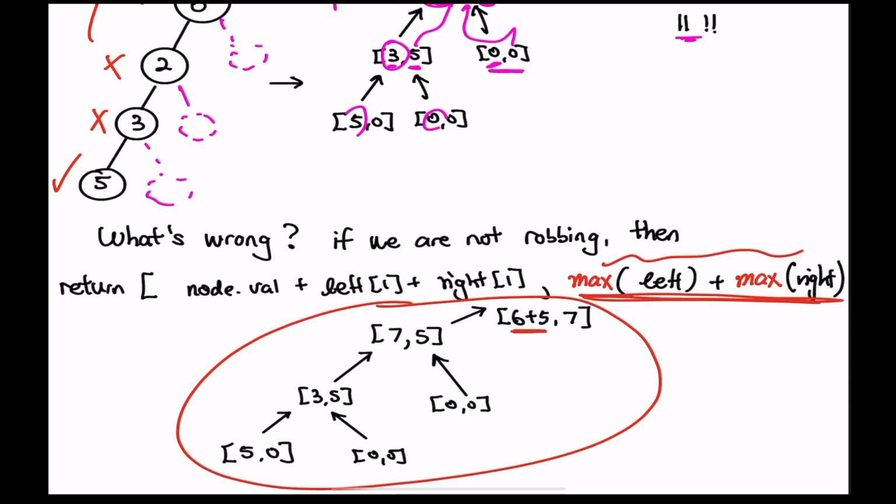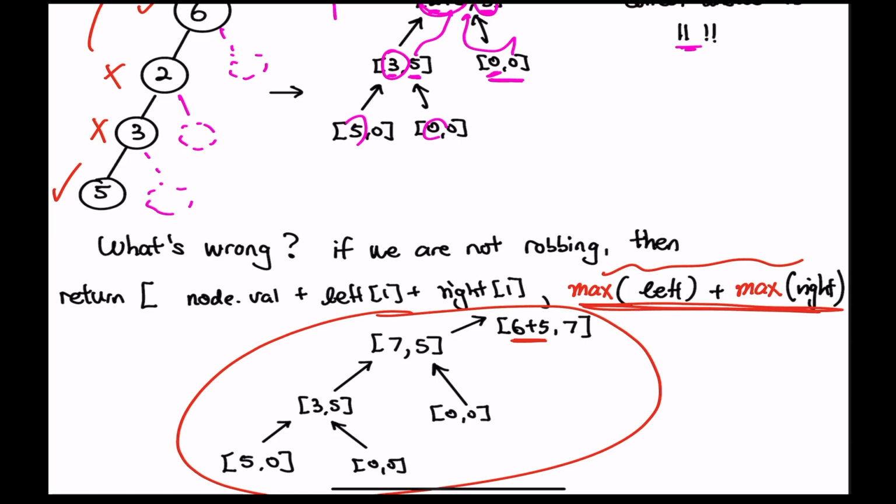In other words, this part really corresponds to the case where we are not picking the current node's value, so we have to look at its children. We have to look at the left children and then the right children, and we have to get the maximum. So in that case, we take the maximum of its left children and the maximum of its right children. If you do that, you get the right answer.